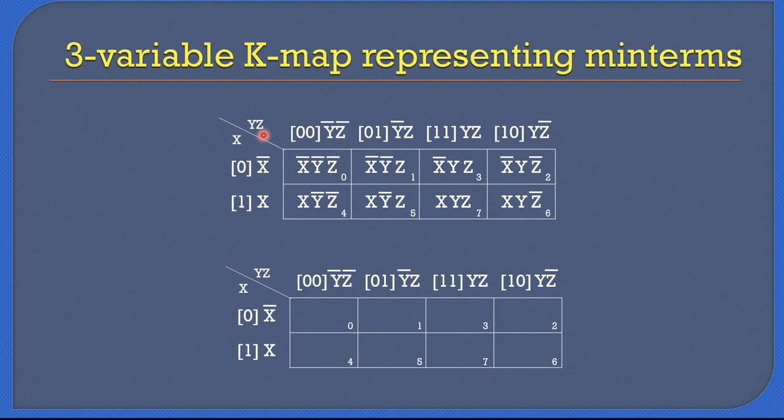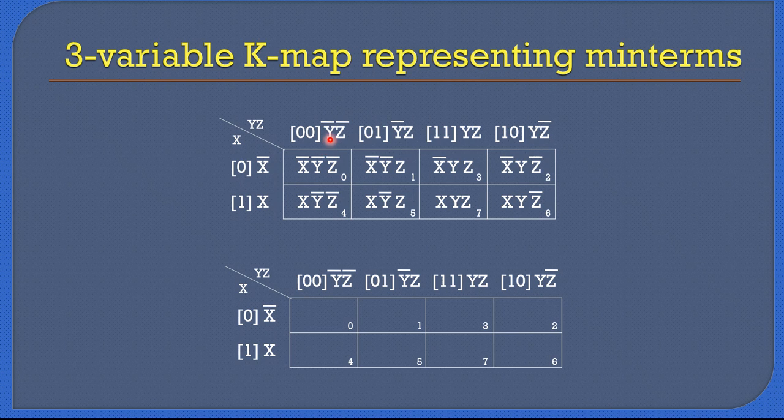Two variables are represented on top, and only one variable on the left-hand side. The same way, 0 and 1 are the two combinations available for the single variable x' and x. But for y and z, since there are two variables, you will have four combinations: 0 0, 0 1, 1 1 and 1 0. We'll come to this later.